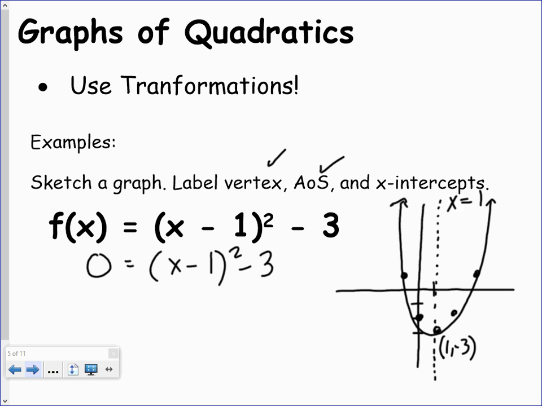And solve for x. So before I solve for x here, can you just tell me the different steps I would take to get x all by itself? What's the first thing I would do? Shout it out. Add 3. Then I would square root both sides to get rid of the square. And finally, I'd have x minus 1 all by itself, add 1, right?